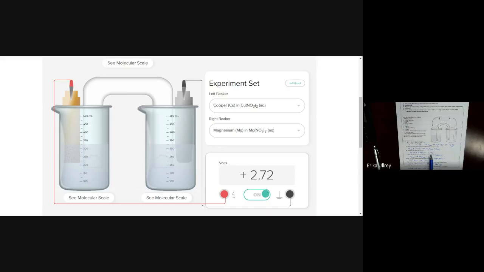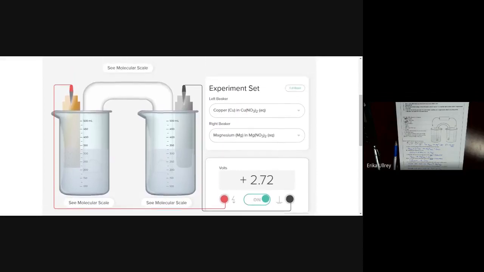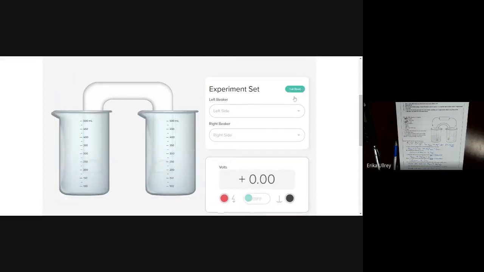Okay. In this particular demonstration that we're looking at, we can see that we put the copper over here on the left, and we put the magnesium on the right. In theory, you could set up a cell that would be the other way around. So if we take a look, if I reset this, I'm going to do a full reset.